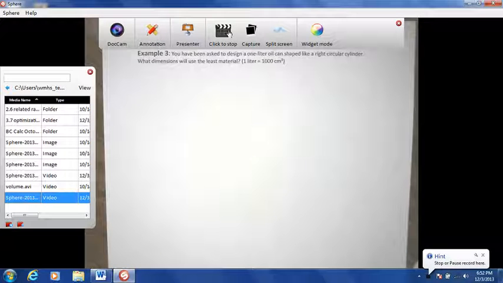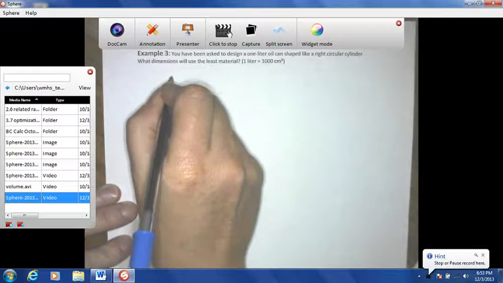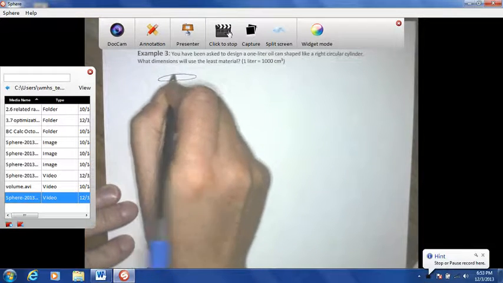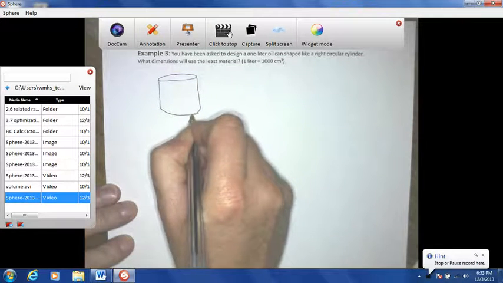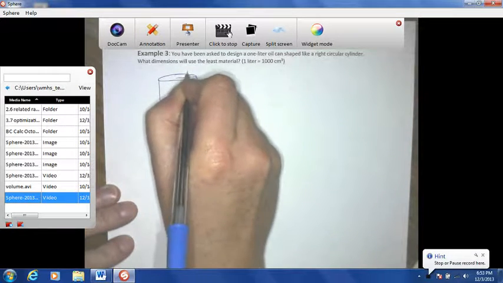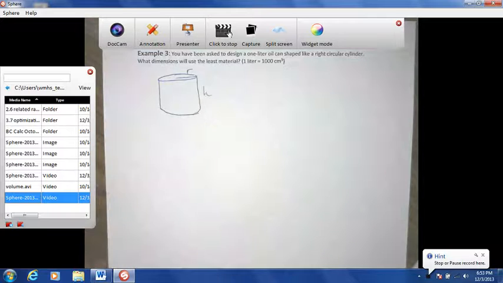Section 3.7 Optimization, Example 3. You have been asked to design a 1-liter oil can shaped like a right circular cylinder. What dimensions will use the least amount of material? So, a right circular cylinder is going to be a can. Here's a picture of what it's going to look like, where this will be the radius, and here's the height of that can.